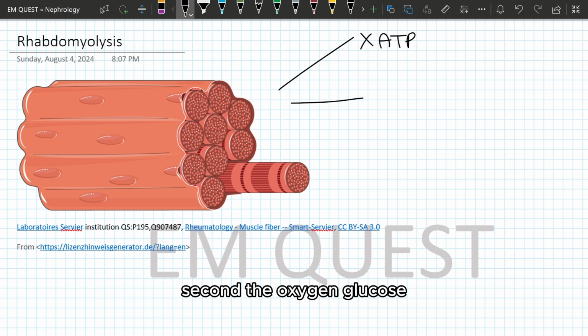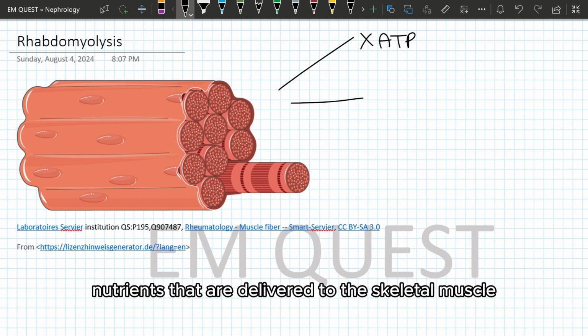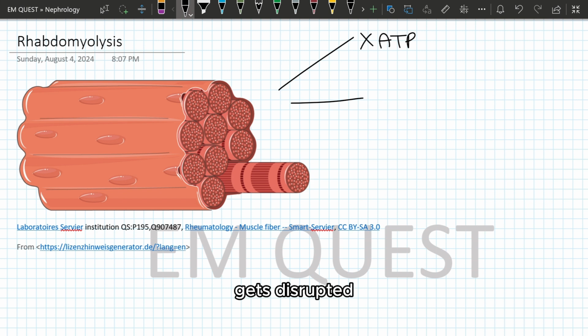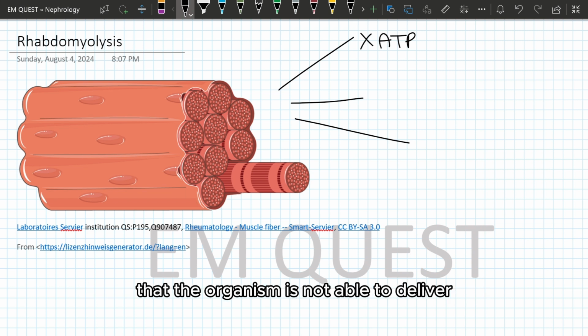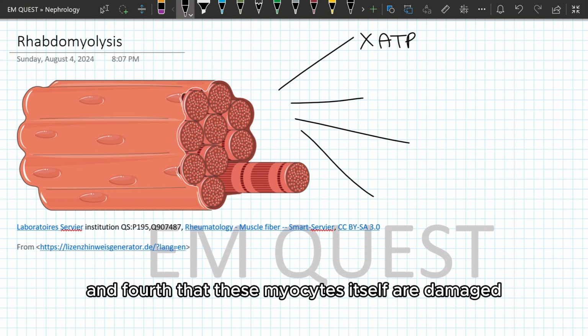Second, the oxygen, glucose, and other nutrients that are delivered to the skeletal muscle get disrupted. Third, there is increased metabolic demand of the organism that the organism is not able to deliver. And fourth, the myocytes themselves are damaged.